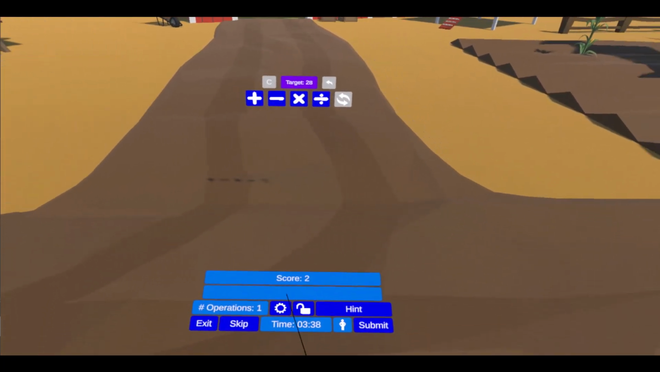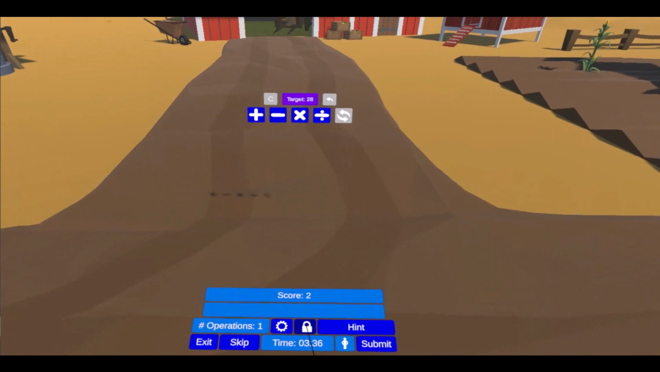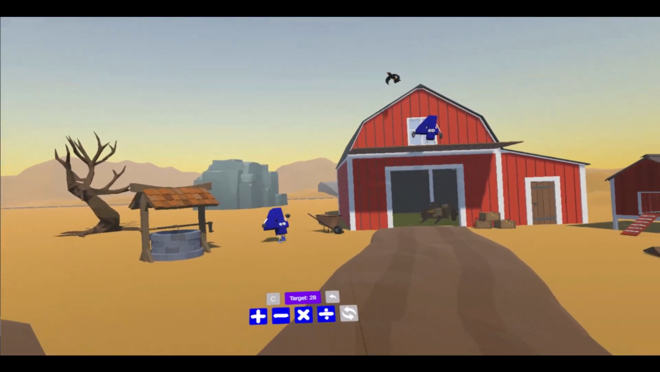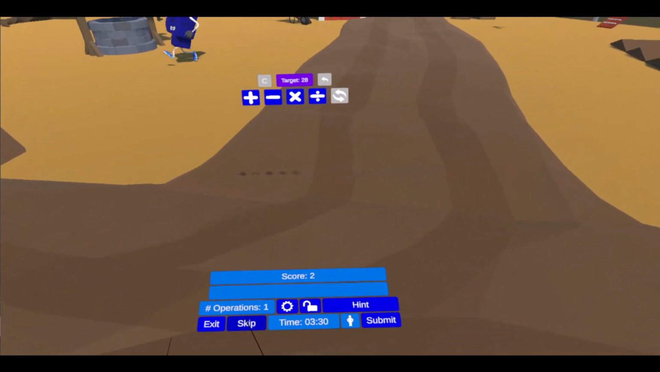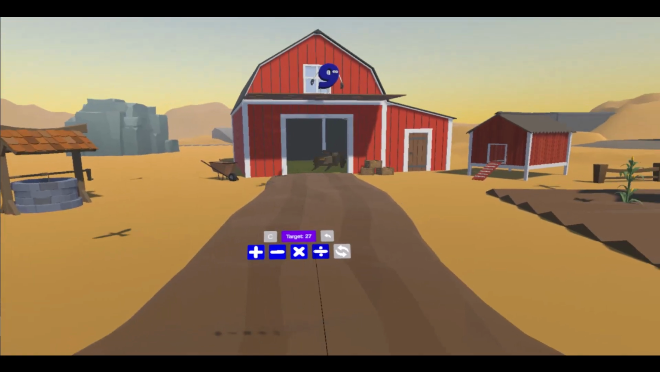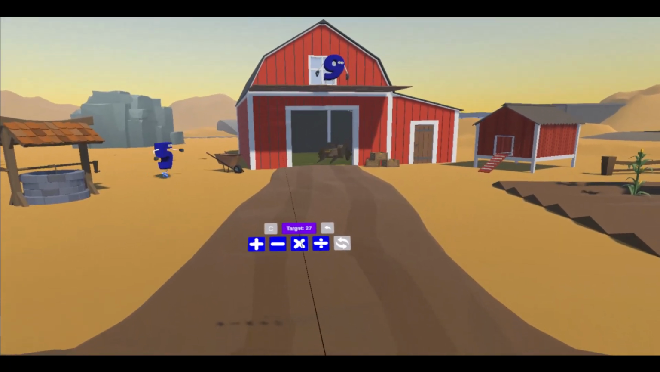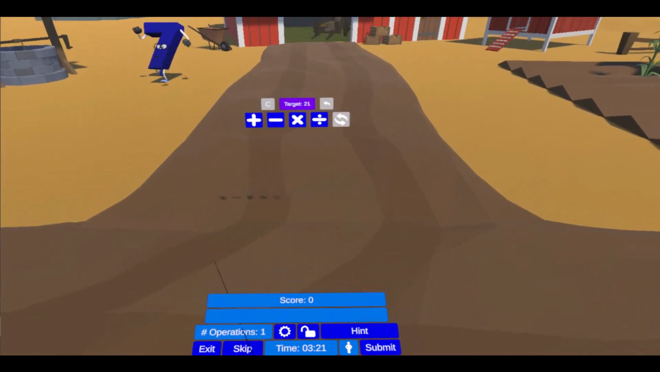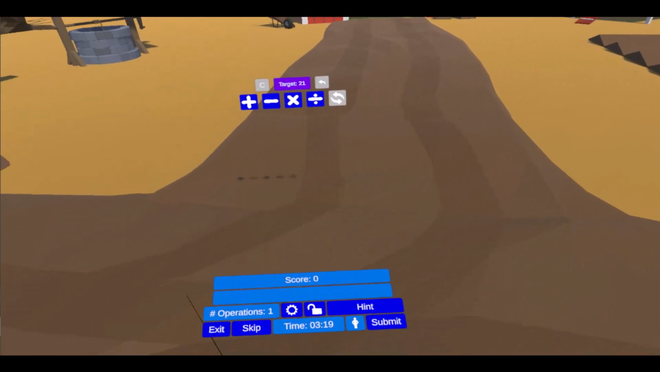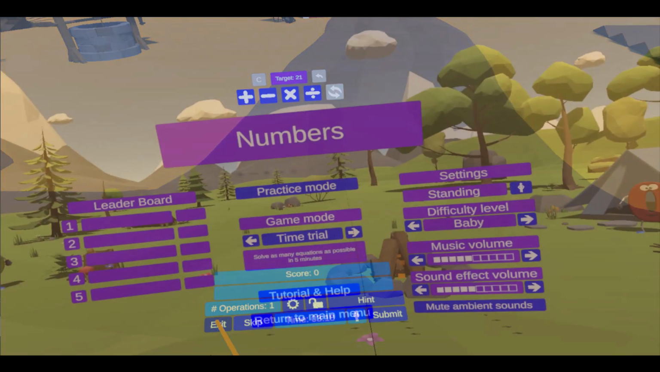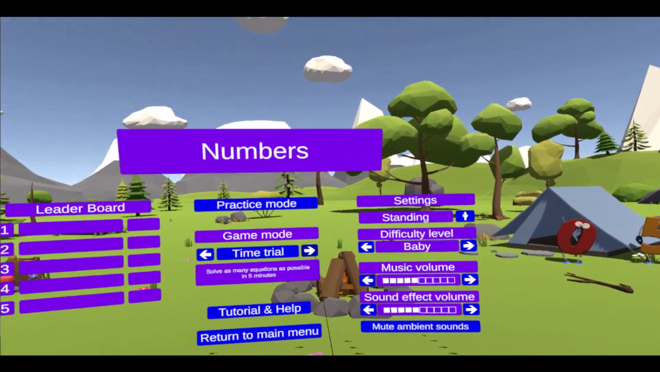So the whole idea behind this one is that you can lock the user interface here, but you've got to solve as many equations as possible in 5 minutes, and then you can skip one. You can skip a puzzle. So, for example, it's not too bad in this level, but if I couldn't get 27, I could skip. But you lose your score each time. Okay, so that was time trial, and that was baby mode.